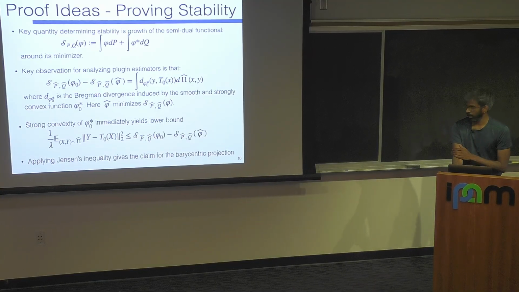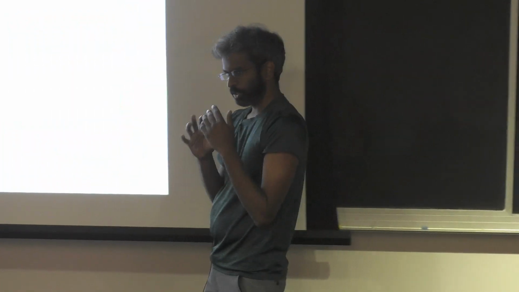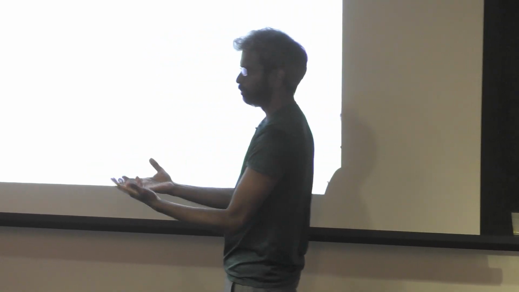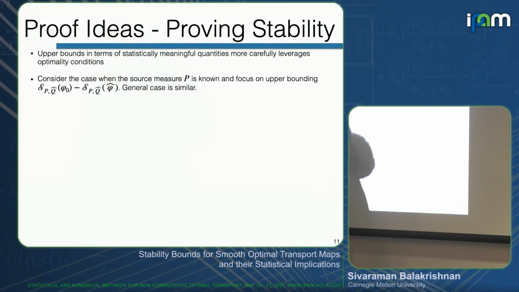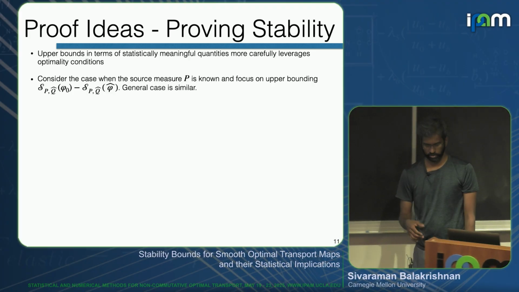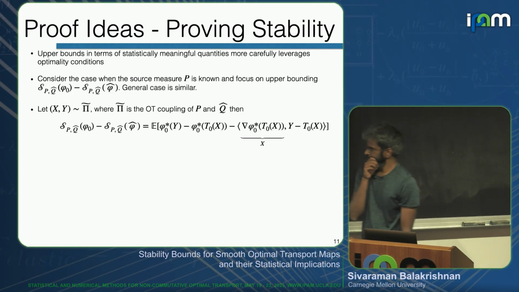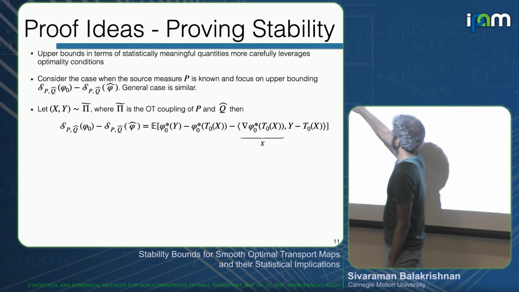Okay, and so maybe what is actually interesting about this stability bound is how does one get the upper bound? I'll tell you about that now. What you want to do is massage this Bregman divergence quantity to be in terms of these statistically meaningful quantities, which are these Wasserstein distances. I will tell you how to prove the case where we assume that the source measure P is known, and the only thing I'm perturbing is Q. So this is just a simpler version of the stability bound. Everyone tracking so far? So let's do this.